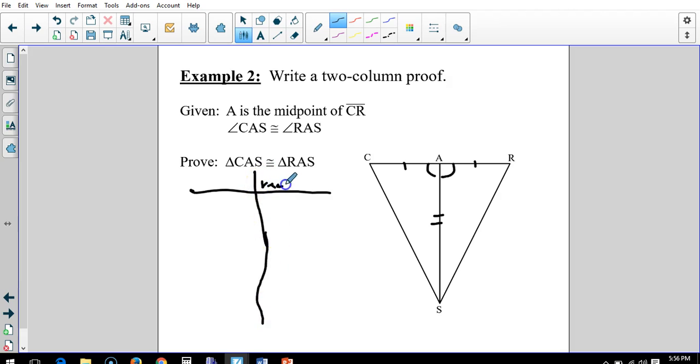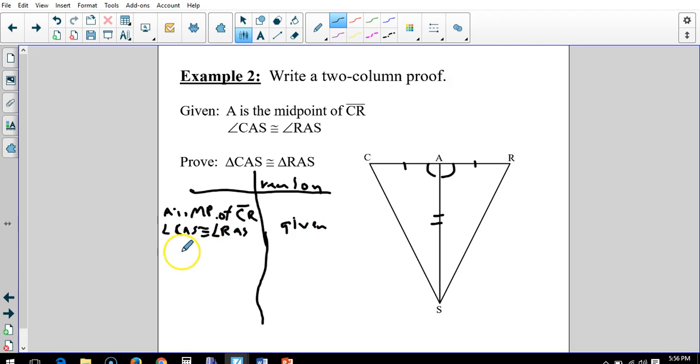Sorry for the goofy line. Reason. So we say A is the midpoint of CR, and angle CAS is congruent to angle RAS. And these are both given.